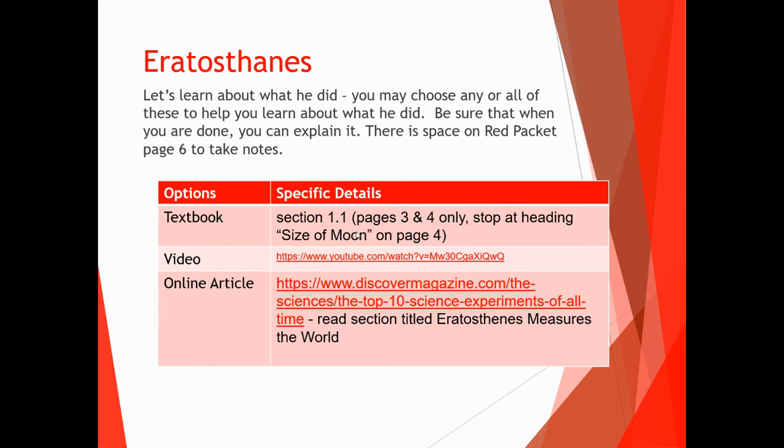Now we want to learn a little bit about what he did and how he did it. Everybody learns a little bit differently, so here are 3 very different options for you. In your textbook, in section 1.1, there is a subsection talking about the size of the Earth, and that's on pages 3 and 4 only. You're going to want to stop at the heading entitled Size of the Moon on page 4.